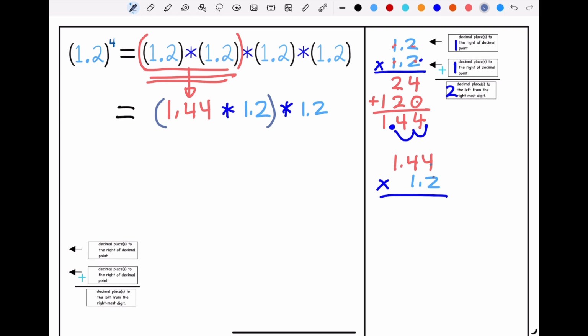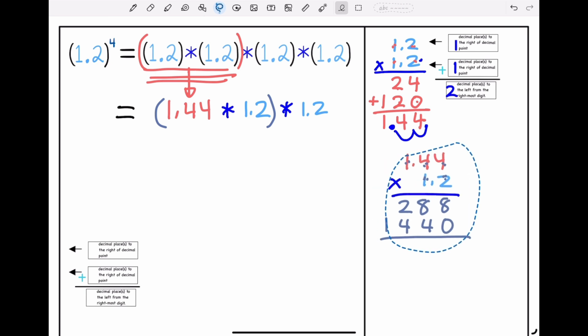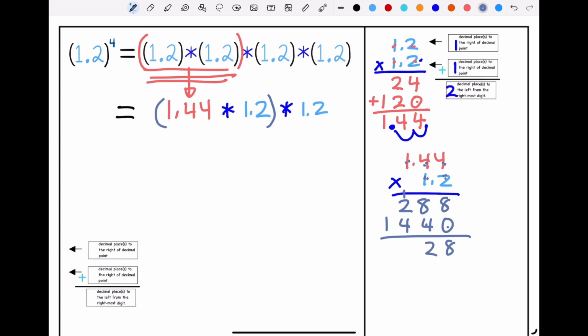So 4 times 2 equals 8. 2 times 4 equals 8. 2 times 1 equals 2. And then we bring a 0 down. So we have 1 times 4 equals 4. 1 times 4 equals 4. And 1 times 1 equals 1. Now we add. And I'm going to move this to the right a little bit. Alright. So 8 plus 0 equals 8. 8 plus 4 equals 12. We carry the 1. 2 plus 4 equals 6, plus the 1 we carried is 7, and we just bring down the 1 we have by itself.